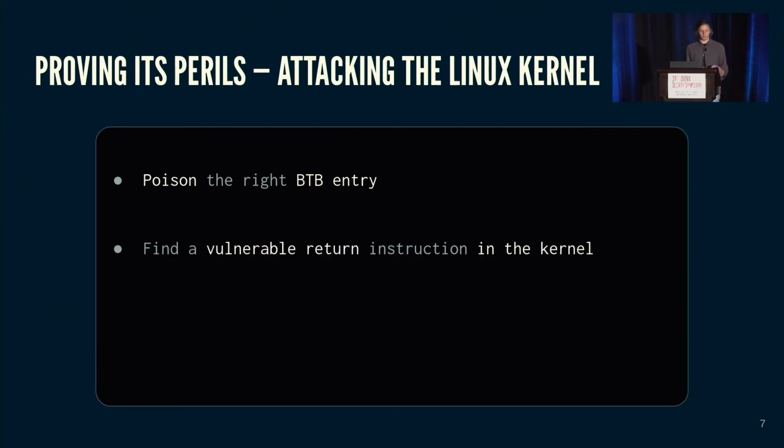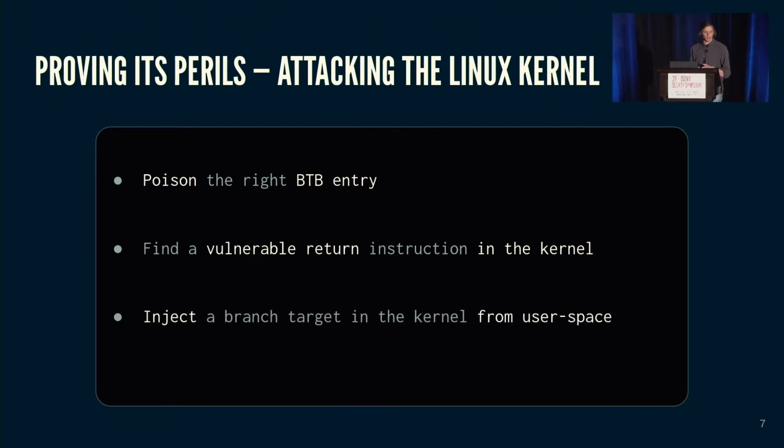So we want to show that this is actually a security issue. With that, we want to, as an unprivileged user, leak information from the kernel. For that, we need a few things. We need to know how to poison the BTB at the right location. We need a vulnerable return in the kernel. And then we need to inject a branch target in the kernel from user space. These three we're going to look at a little bit. We call this cross-privileged branch target injection.